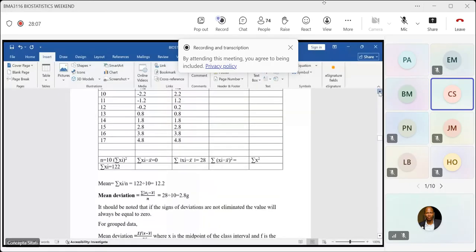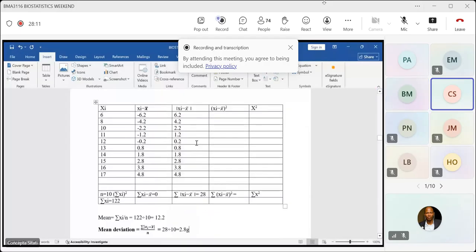Now, we move on to continue with our table. We square our deviations. Can we square our deviations? 6.2 squared is 38.44. Next, 4.2 squared is 17.64.